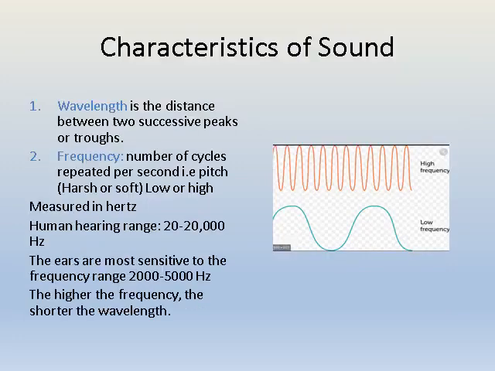Characteristics of sound. How do we define the wavelength? Wavelength is defined as the distance between two successive peaks or two successive troughs. In other words, it is the distance between the exact same point on two successive cycles. What about the frequency? Frequency is the number of cycles repeated per second. As we can see in this diagram, high frequency, high number of cycles per second, low frequency, fewer number of cycles per second.